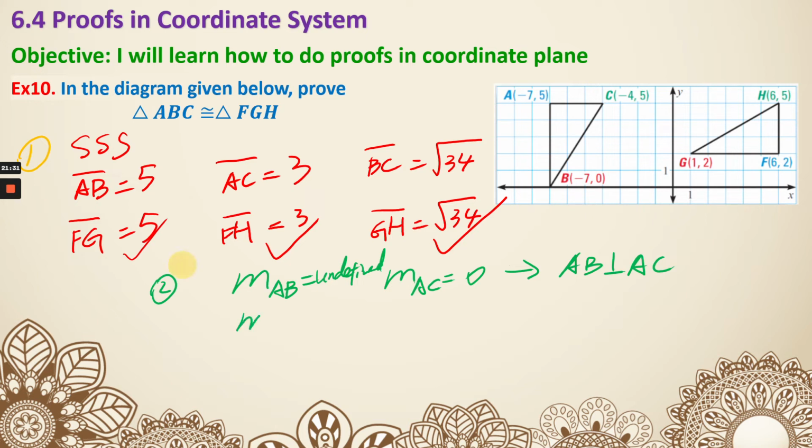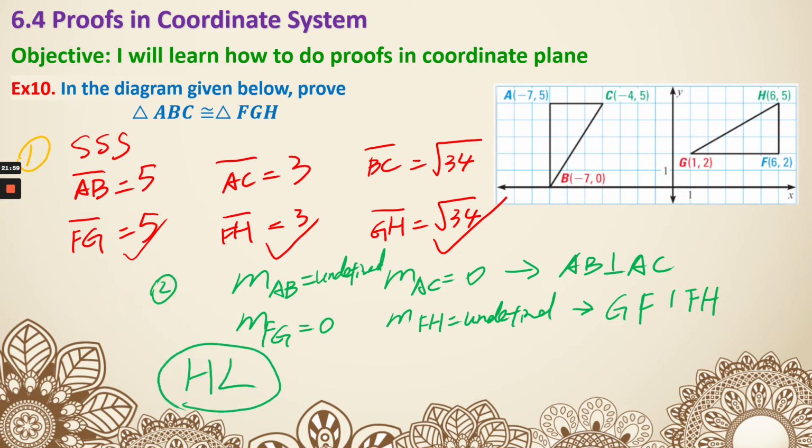Same thing for the other one. FG is 0 and FH is undefined. That means GH is perpendicular with GF. So that means you actually have some 90 degrees. And if we have 90-degree angles, they're all right triangles, I can start using HL. So you can use the two sides, H and L. Then you can still show they are congruent. That is example 10.